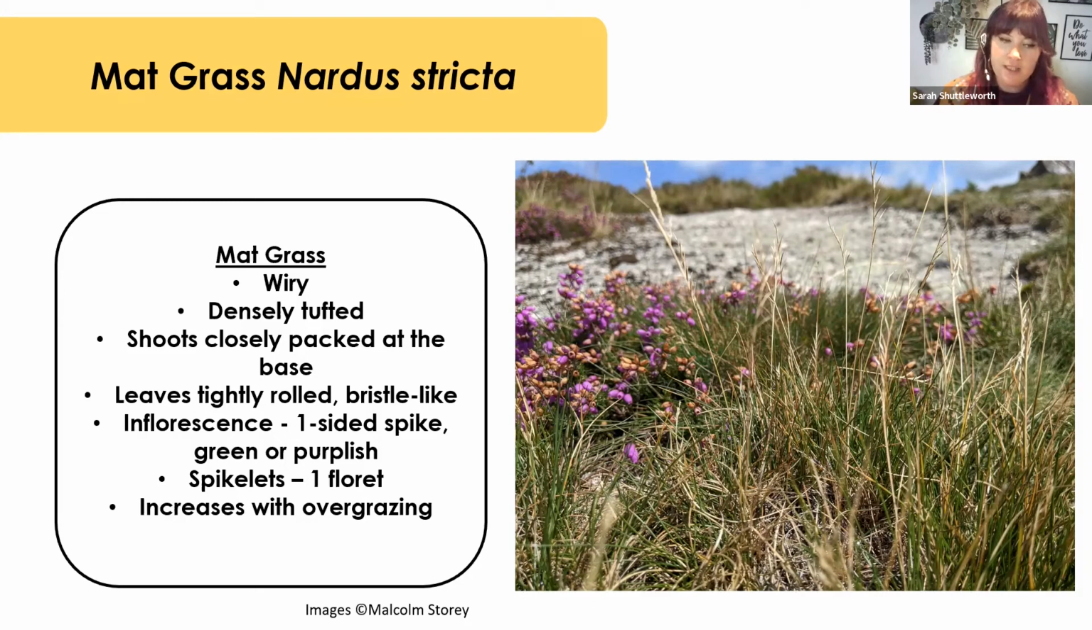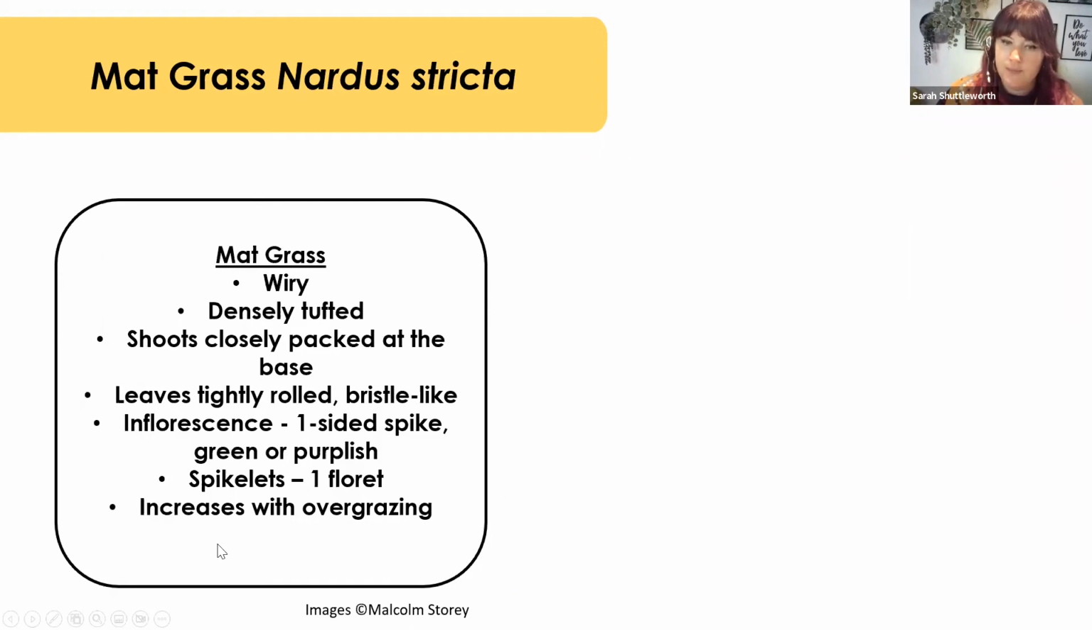But the inflorescence is quite different from some of the other species we've looked at so far, because it's a one-sided spike that can come across as green or purplish when it's flowering. You can see here when it's finished and it's opened out and all of the seeds have fallen off, it almost looks like a one-sided comb or fern-like. And as I said, it increases with overgrazing.